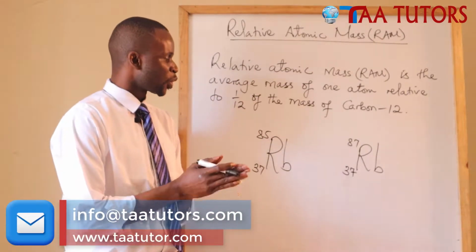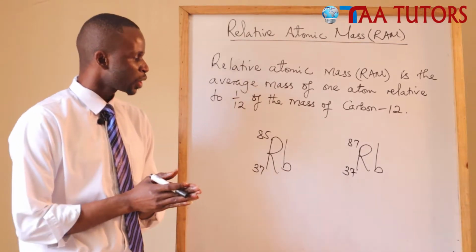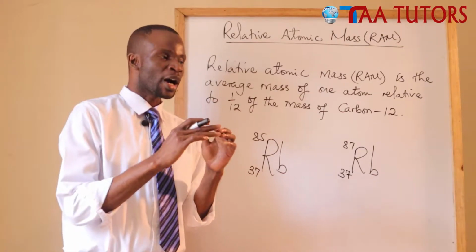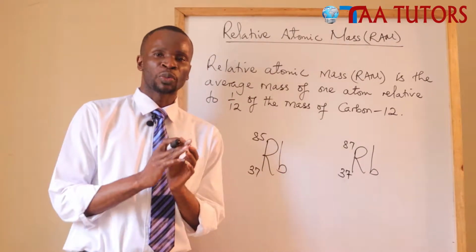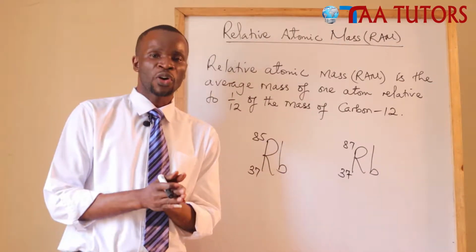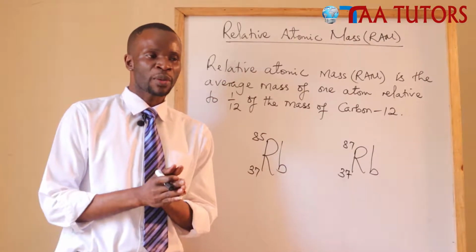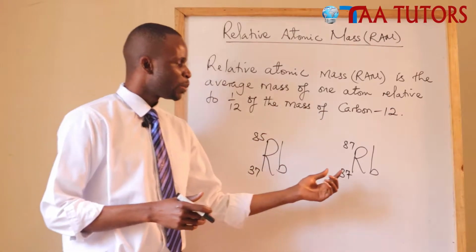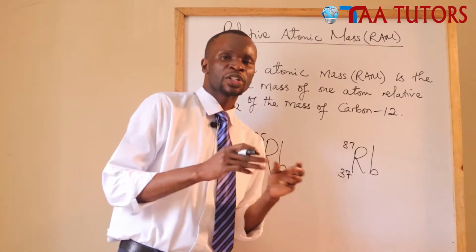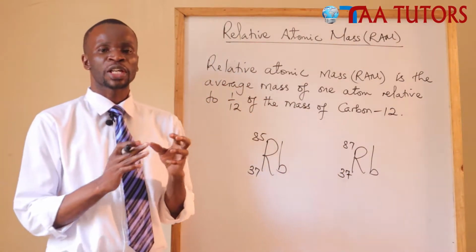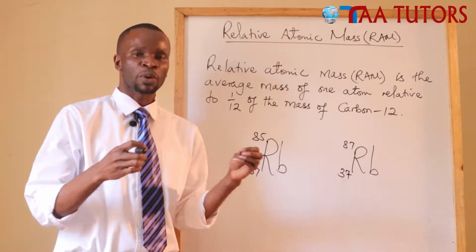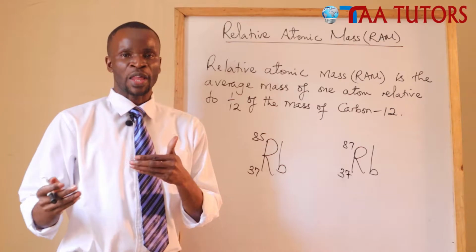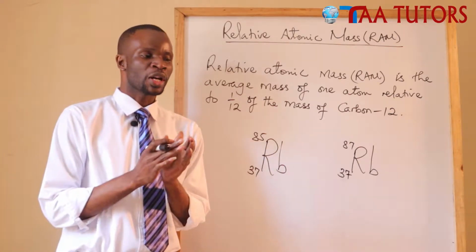And as such, we are going to look at what we call the relative abundance, the composition. If we have a container full of rubidium atoms, some atoms will be rubidium 85, some will be rubidium 87. These atoms don't exist in that container in equal proportions. One has more atoms than the other, and that's why we call it relative abundance.